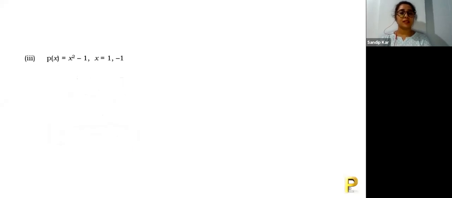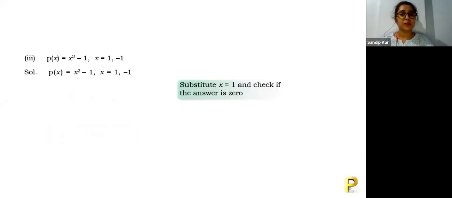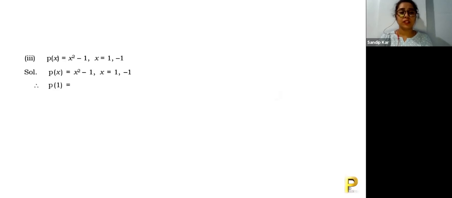Another question now. So P of x is equal to x square minus 1. Now in this we have two conditions. In the first case you have to put x as 1, and in the second case you have to put x as minus 1. Okay. So what you have to do, substitute x is equal to 1 first, and in the second part will put x is equal to minus 1. Okay. So let's check out for the 1 first.